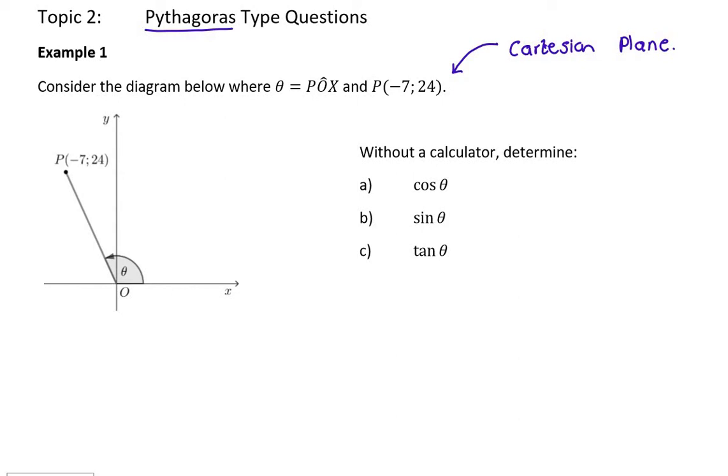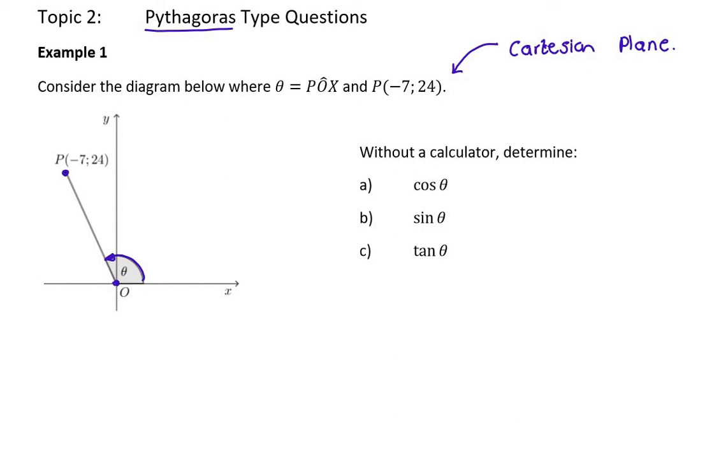So this says, consider the diagram below where theta is POX. So P is the point, which they've told me is (-7; 24). O is the origin, and X stands for the x-axis. So they've labeled in my angle of theta. It clearly is an obtuse angle. It goes into quadrant 2, and they've given me the point of P.